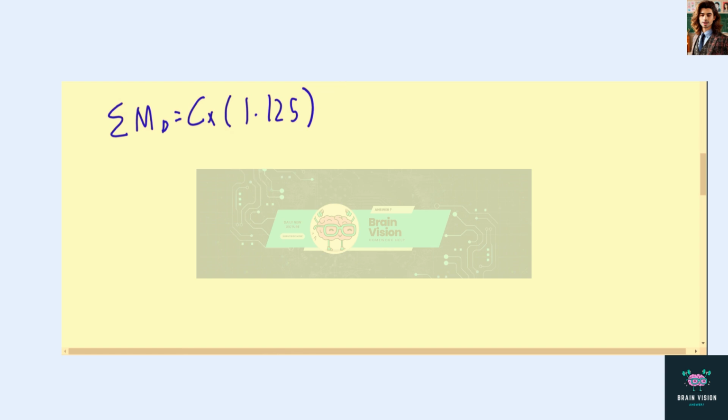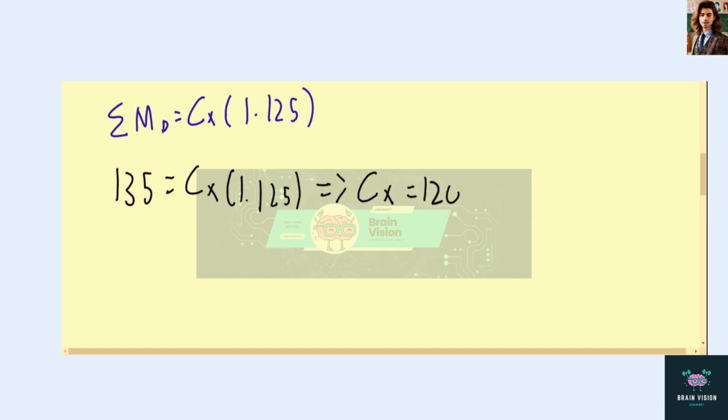So we can plug in 135 is equal to C of x times 1.125. And solving for C of x, you get a value that is equal to 120 pounds. And this is also equal to B of x.